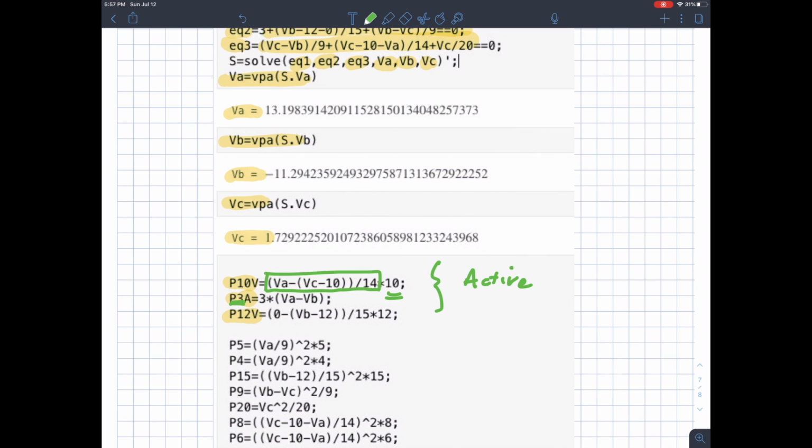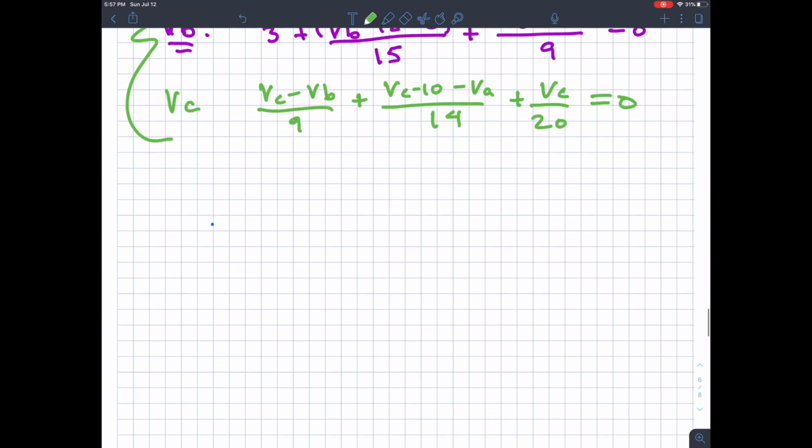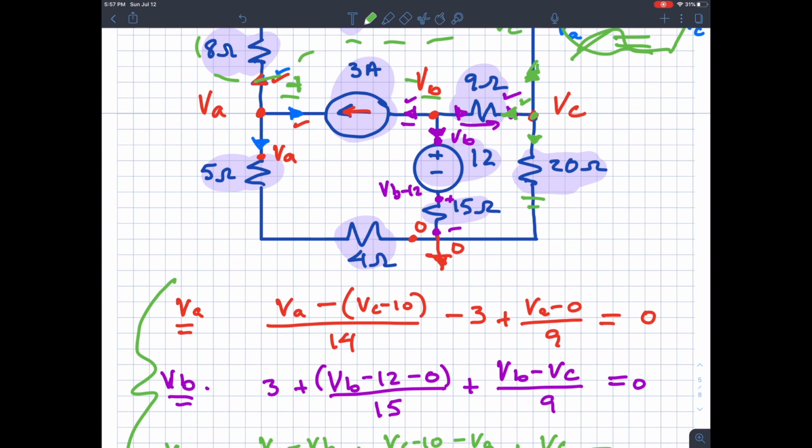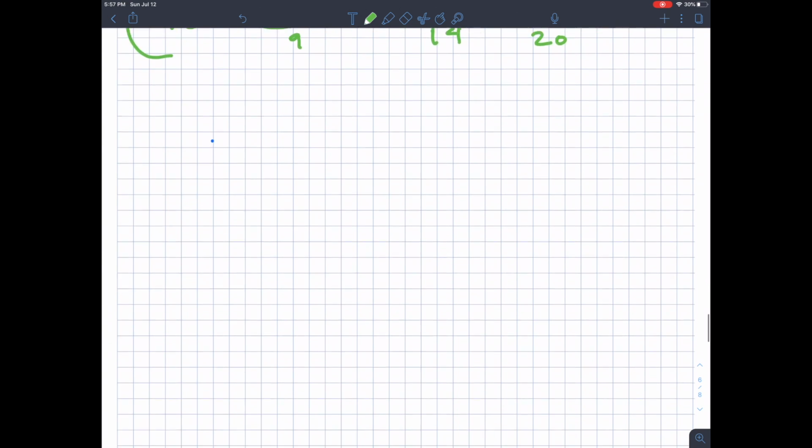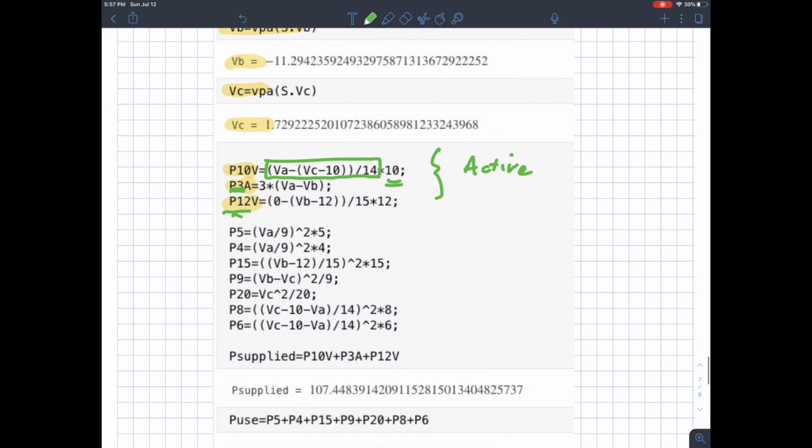Okay, same thing with the 12 volt source. I use the active sign convention. That's why I have 0 minus VB minus 12 over 15. So going back to look at the circuit, I want the current coming this way. All right, so 0 minus VB minus 12 divided by 15 would give me the current coming up through, so it would be coming out of the plus terminal of the voltage source. That's the active sign convention. Okay, so from there, that would give me the current here times the voltage 12. That gives me the power for the active source.